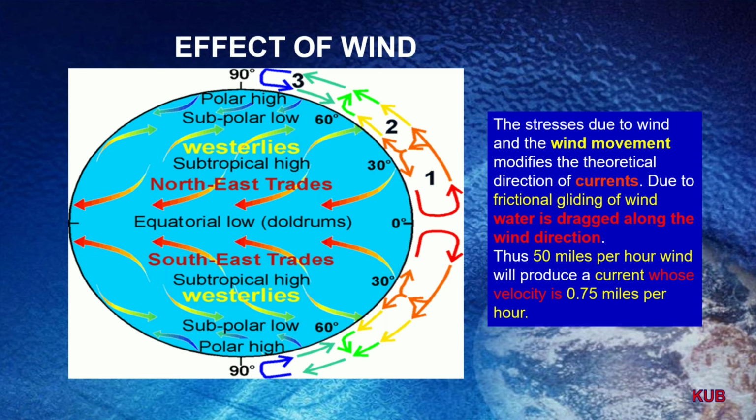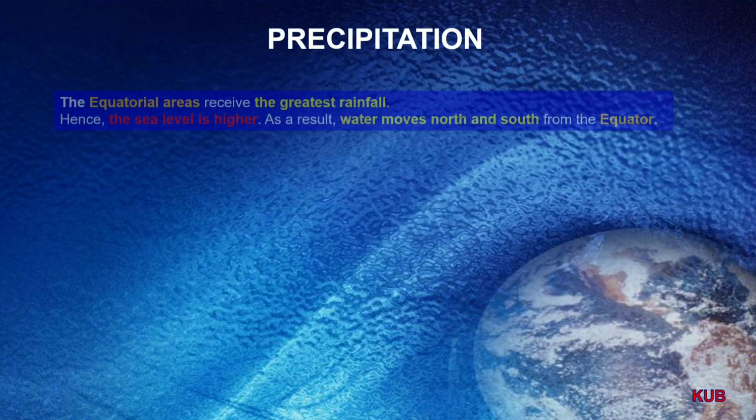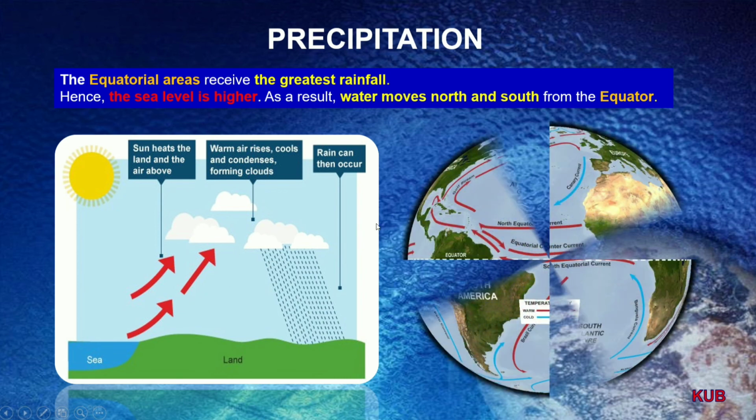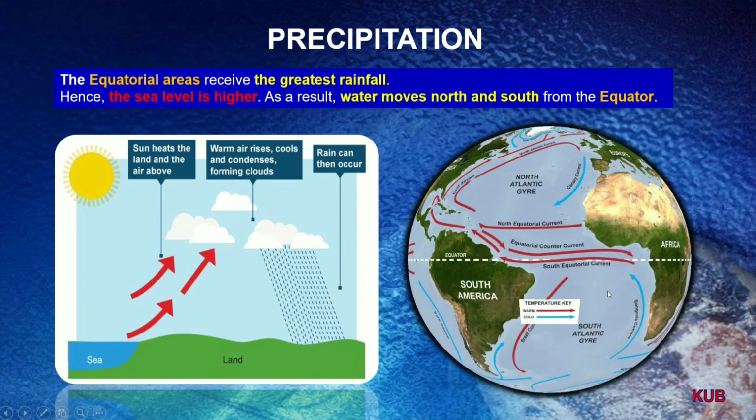Let's discuss precipitation. The equatorial areas receive the greatest rainfall, hence the sea level is higher. As a result, water moves north and south from the equator.